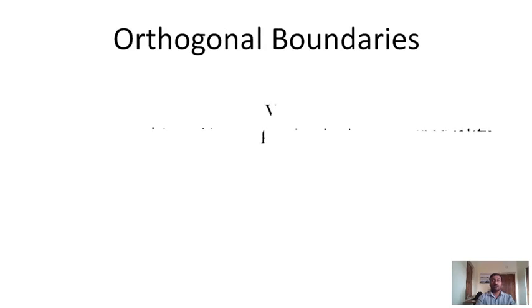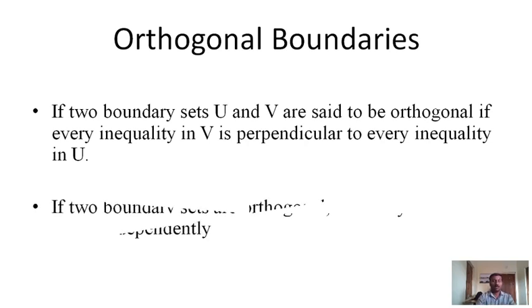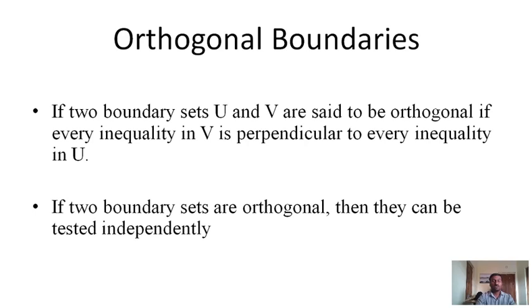Then, orthogonal boundaries. Two boundary sets U and V are said to be orthogonal if every inequality in V is perpendicular to every inequality in U. Then only U and V may be said to be orthogonal. If two boundary sets are orthogonal, then they can be tested independently. If the boundaries are orthogonal, you may test them in an independent manner. This is the concept of orthogonal boundaries.